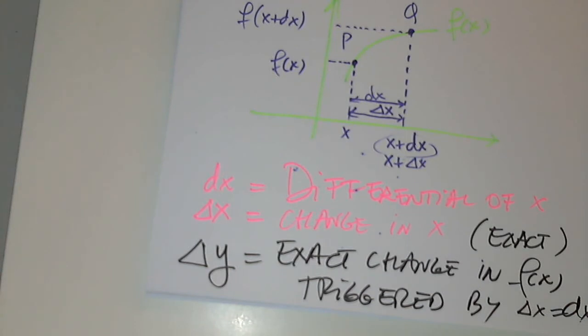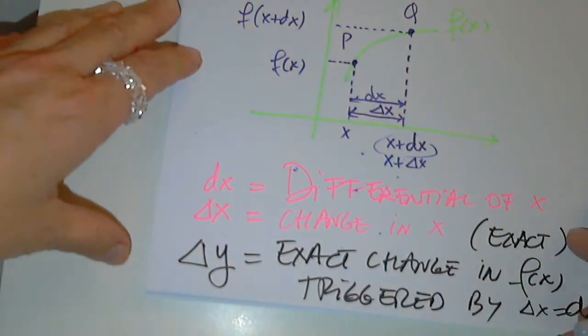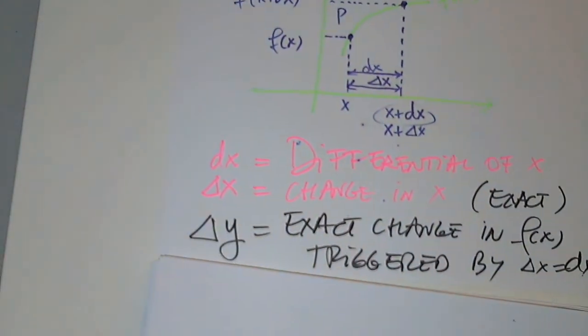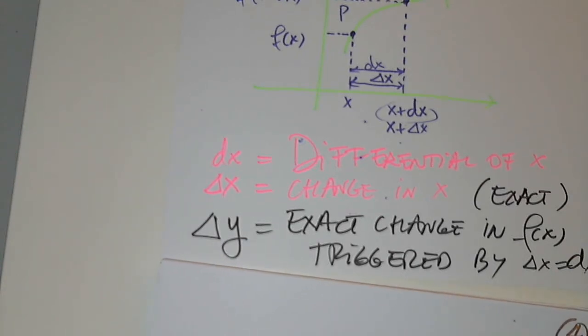Can anyone point out that if there is a minor error in x, that triggers this exact change in the function y? Can anyone dictate that exact change? Look at the graph and say the exact change is, and I will write it down if it's correct.